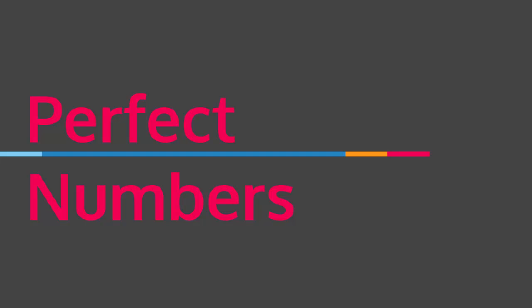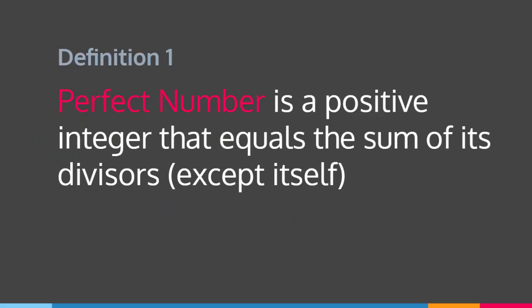In this video we are going to talk about a small group of numbers called perfect numbers. So what are perfect numbers? Well, there are two definitions. The first definition says that a perfect number is a positive integer that equals the sum of its divisors except the number itself. So if you have a number such that the number equals the sum of its divisors except the number itself, then that number is called a perfect number.